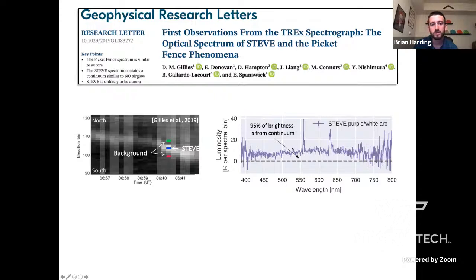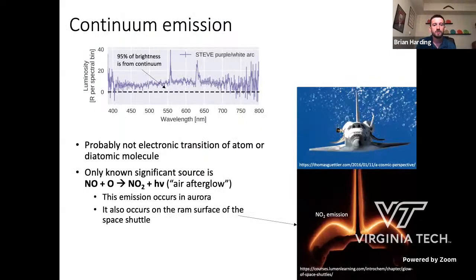So the point I just want to emphasize is that 95% of the brightness of Steve is actually continuum emission. So about 5% is the red line. So these red line cameras from Rigo and Carlos's cameras really are only seeing 5% of Steve. So needless to say, this is unlike any auroral spectrum or airglow spectrum we've seen before. The fact that it's a continuum, it doesn't appear to have any spectral features that we've been able to identify yet. And given that the T-Rex spectrograph has a 0.4 nanometer resolution, you would expect to see some. That leads us to believe that it's probably not an electronic transition of an atom or a diatomic molecule like N2.